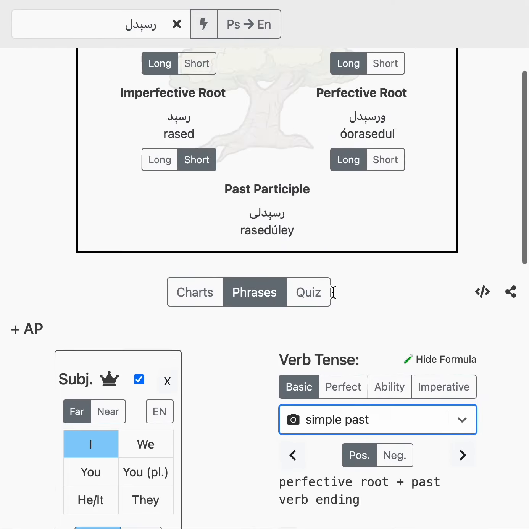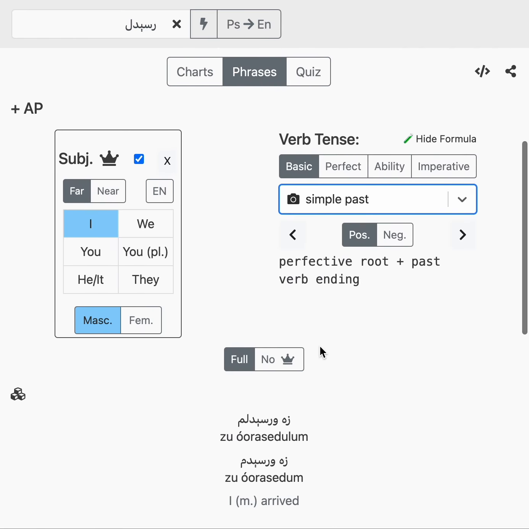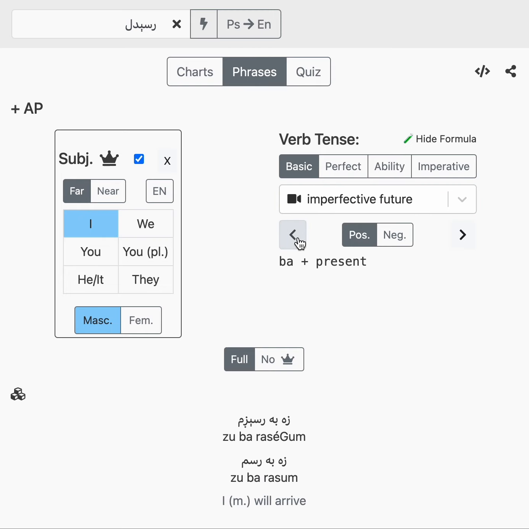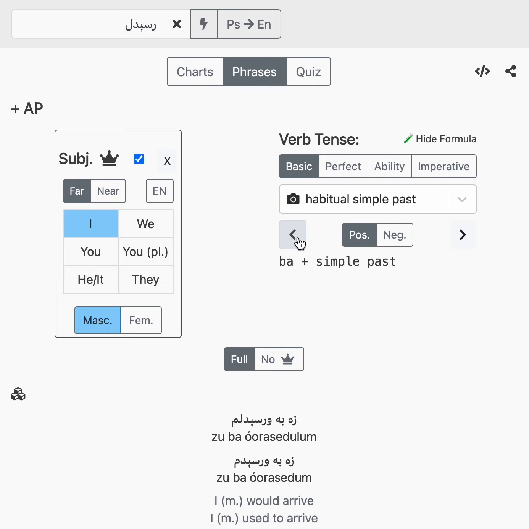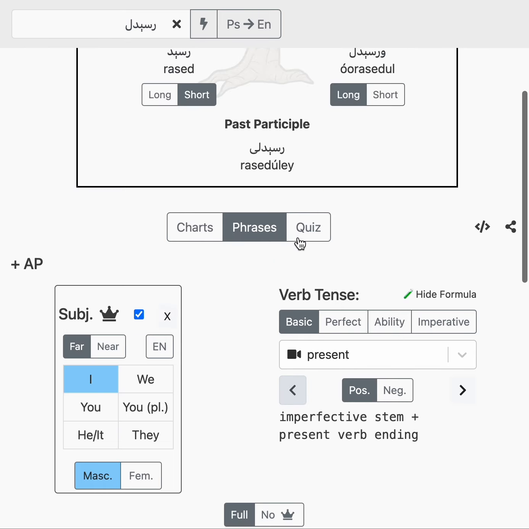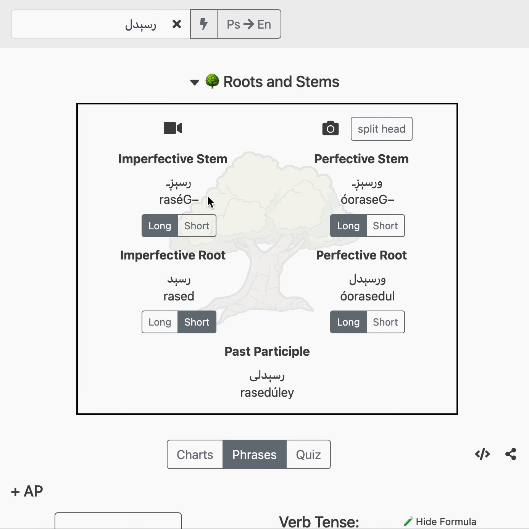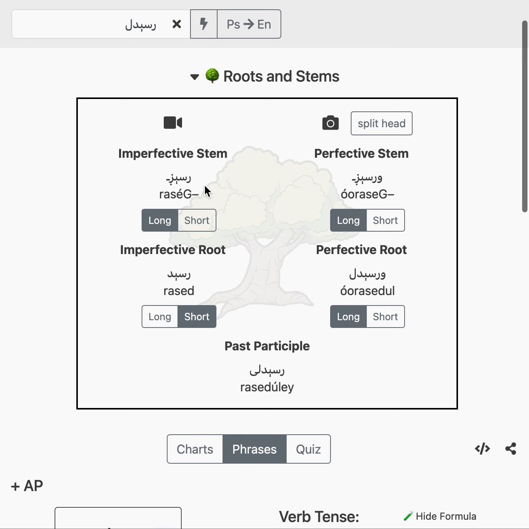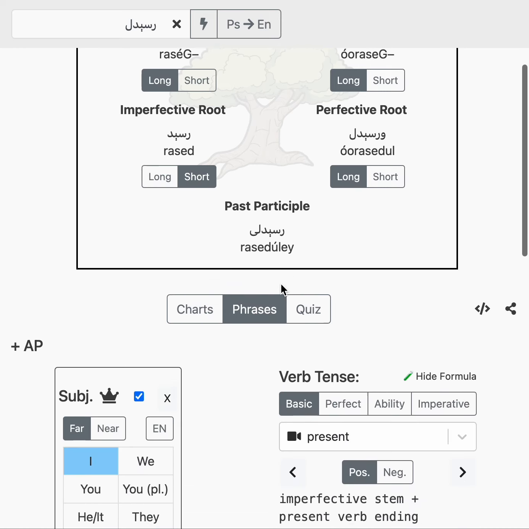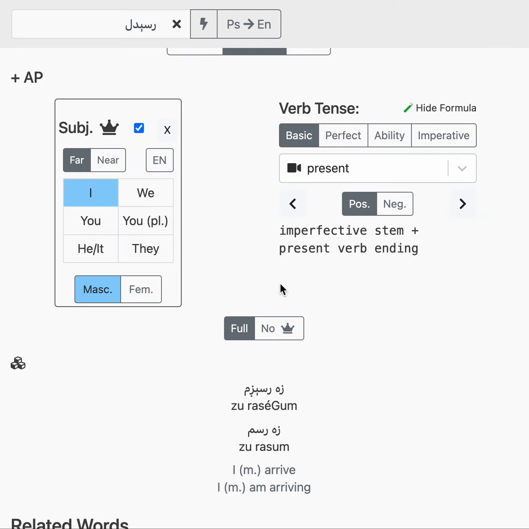So now we're using the perfective root and the past tense ending like that. Zawurasidalam. So here we can see whatever tenses we're using, we're just following some simple formulas, and we're using the roots and stems for each verb. And whatever tense we're making with whatever verb, we follow the same formulas. We just take the stems and the roots and we follow the formulas. And you can look in the grammar to see all of the formulas.